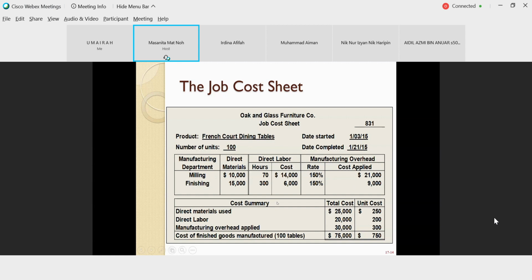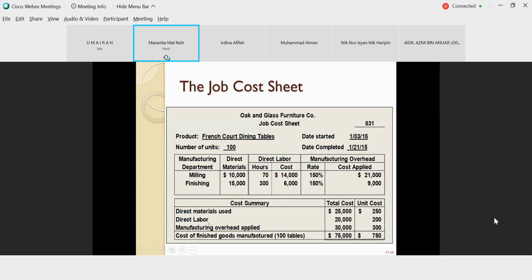Okay, ini dia bagi per. So lepas tu dia bagi the cost summary. For example, dia mesti ada 3 ni lah, mesti ada 3 ni. Okay. So for direct material used, okay, dia kata kat sini untuk 100 unit, so berapa ni direct material dia as it is lah, iaitu 10 plus 15, so 25. Okay, so for completing that 100 units of dining table, the direct material use is 25,000. So untuk unit cost per unit, okay, cost per unit maksudnya yang ini you bahagikan dengan 100. Okay, you bahagikan dengan 100, so you dapatlah 250.